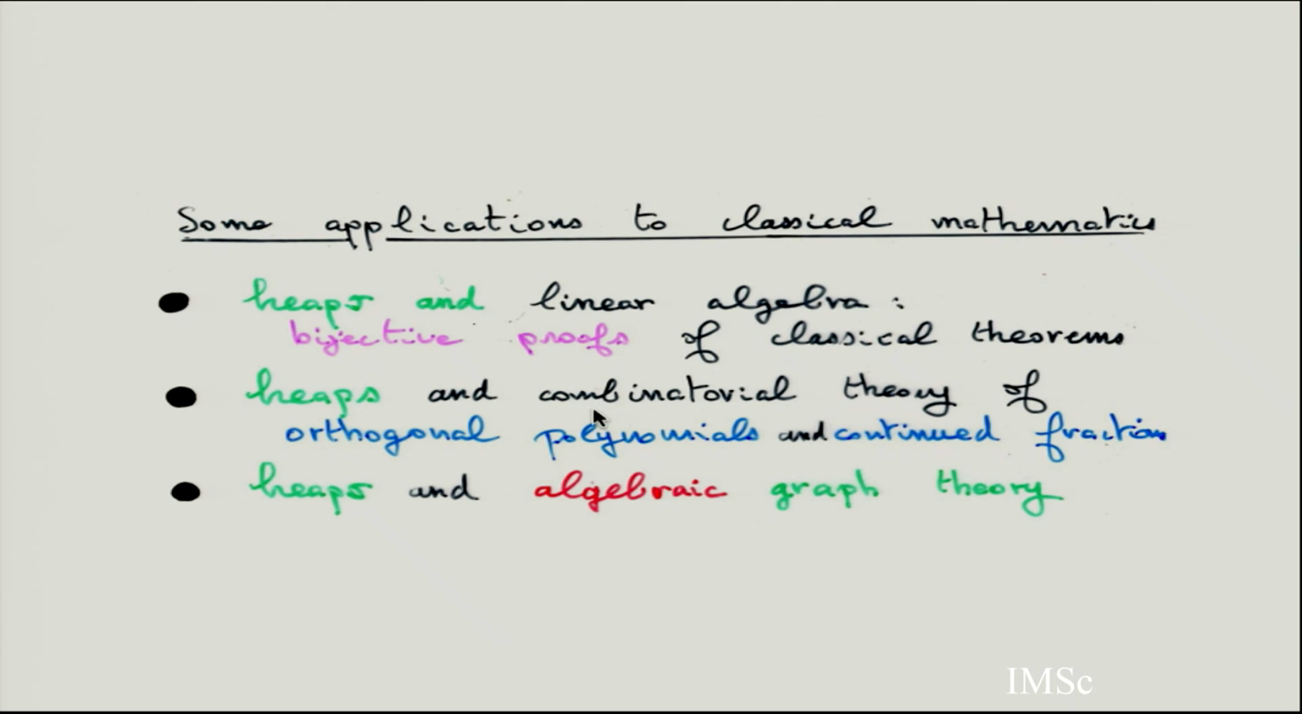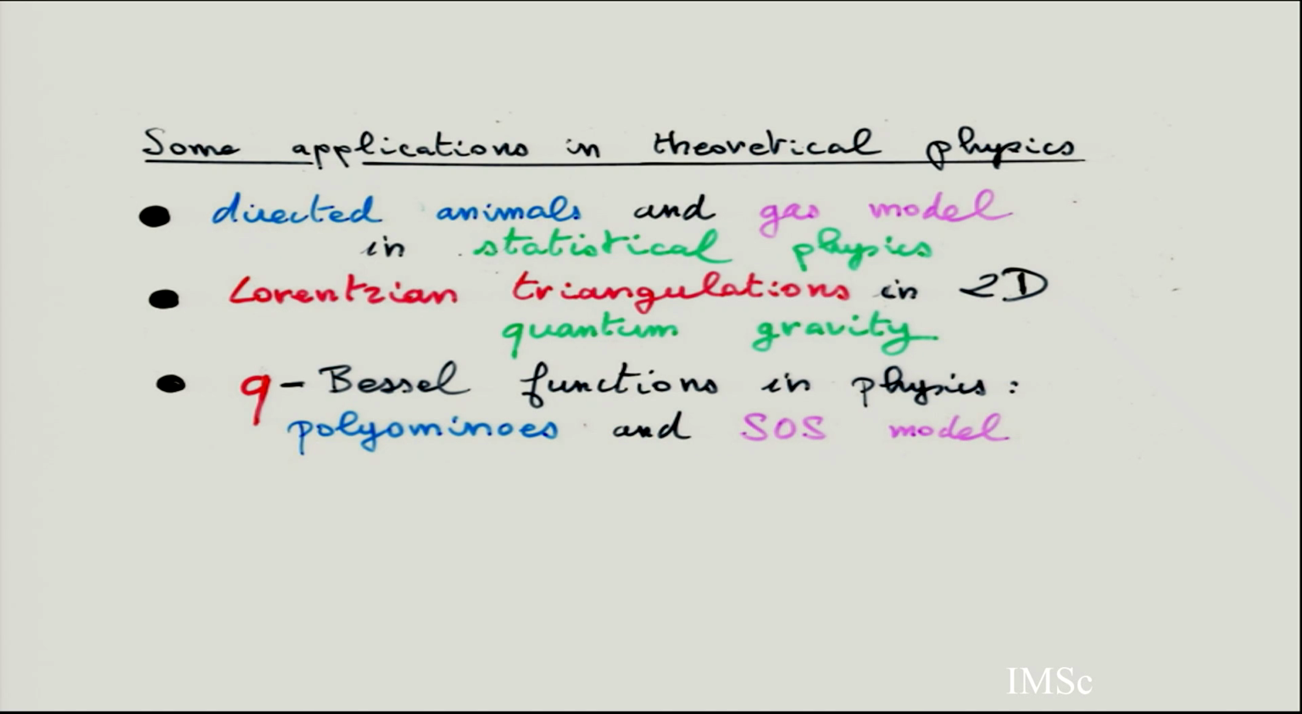There is a strong relation between heaps and continued fractions. We'll also do some algebraic graph theory, the chromatic polynomial, acyclic orientations. All this we will be able to do, or reprove some classical theorems using heaps of pieces. So it's a unification of different proofs which wear the same hat. Everybody has the same hat with the heaps of pieces.